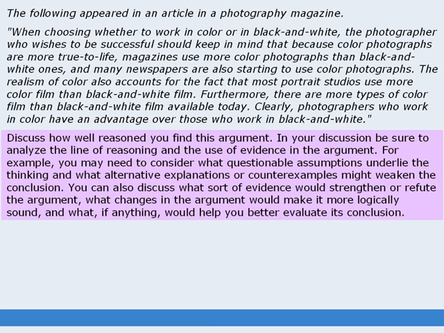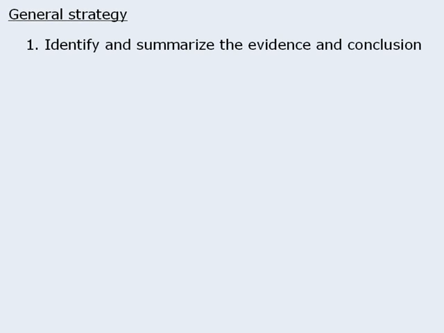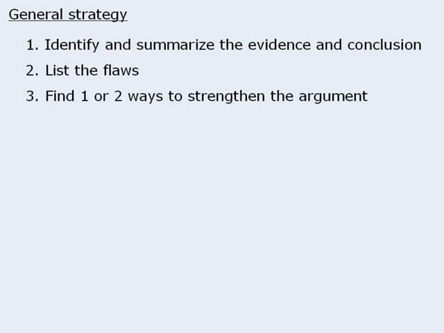Now the general strategy for handling this writing task is as follows. The first step is to deconstruct the argument by identifying and summarizing the evidence and the conclusion. Next, list the flaws in the argument. Once you have identified 3 to 5 flaws, find 1 or 2 ways to strengthen the argument.